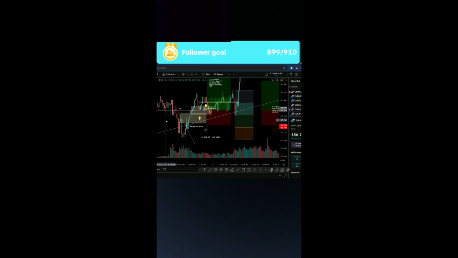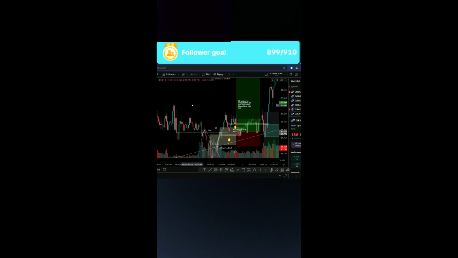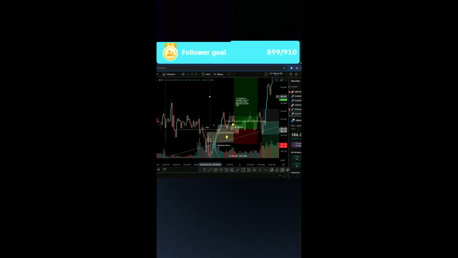So if we look at the last mitigation block, which one is it? You all can tell me. Do you all see the last mitigation block here? It is right here. That is the last mitigation block right there. Now it's very big, but we're looking at the midpoint, which is right here. And if you can also look at the midpoint of the body, but let's draw it out.